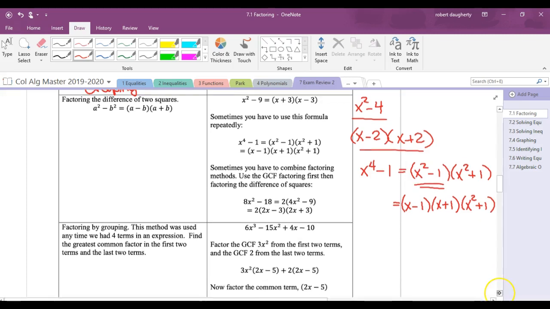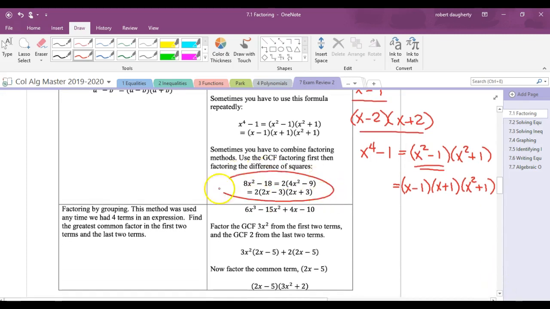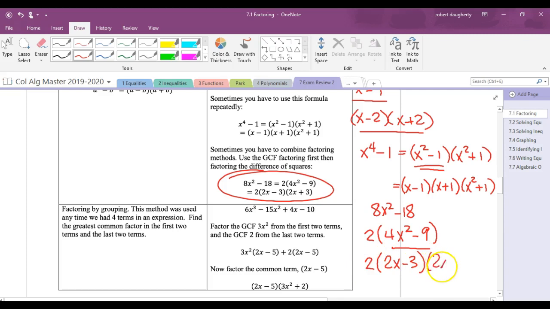And then you'll run into problems like it illustrates here, where you've got a common factor. So if you look at 8x squared minus 18, those are not perfect squares, but it looks like I can factor out a 2. So if I factor out a 2, this is 4x squared minus 9. Now, what I see inside the parentheses, those are both perfect squares. So this is 2 times 2x minus 3 and 2x plus 3. That's the final factorization for that.